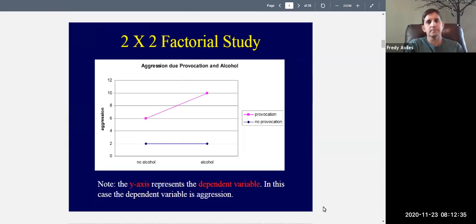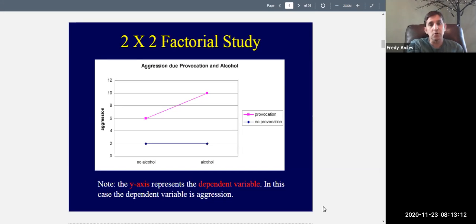Here's what it looks like when you graph the results, okay? So look there. The y-axis there represents the dependent variable. The y-axis, the one that's vertical, that's the level of aggression from 0 to 12, okay? And then on the horizontal axis, on the x-axis, we have alcohol or no alcohol, one of those possibilities. And then look at the lines, right? The pink line represents participants that were provoked, and the blue line represents participants that were not provoked, okay?